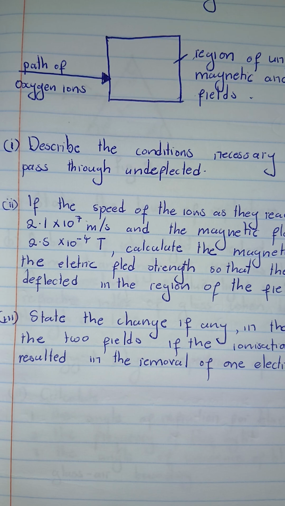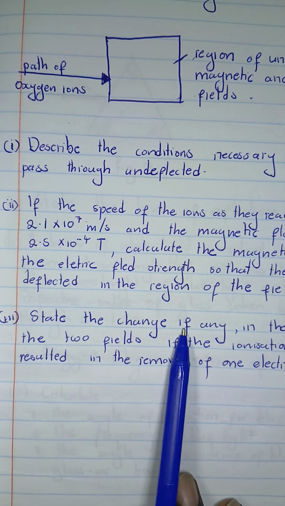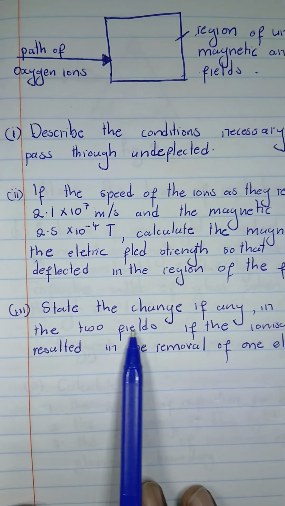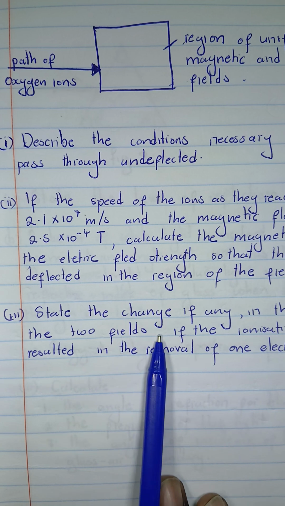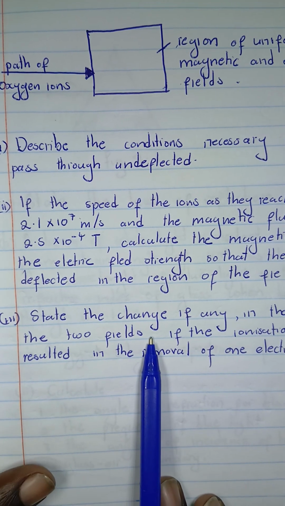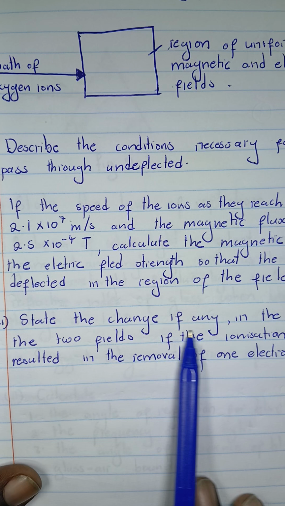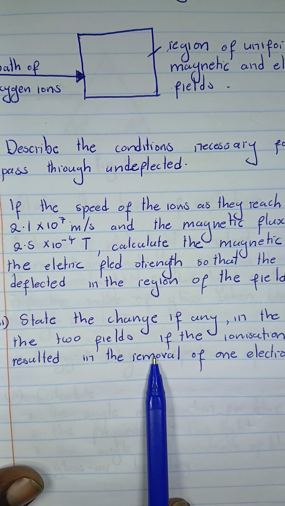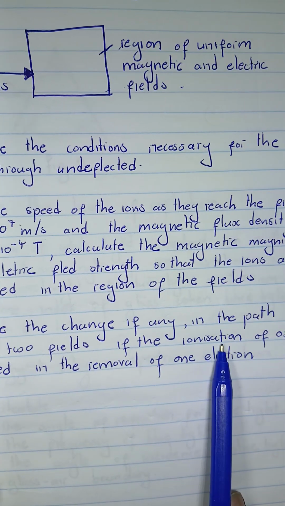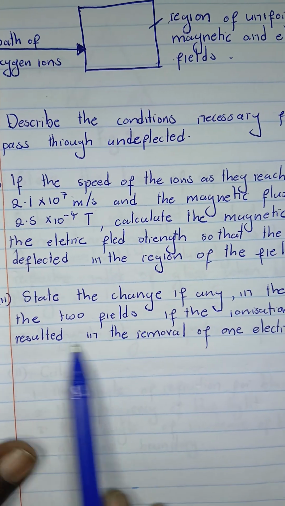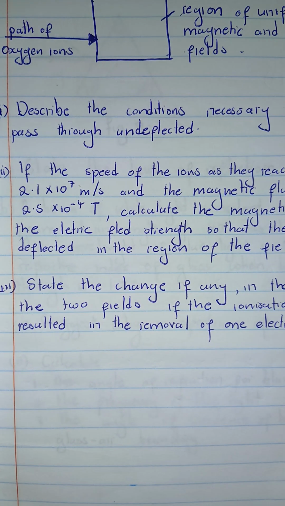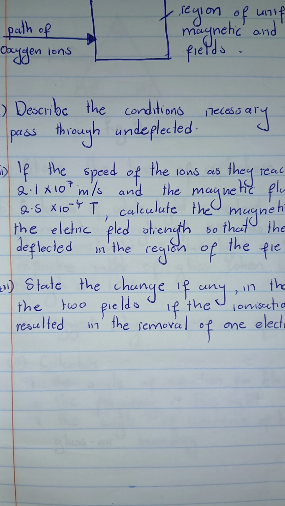Let's solve the next one. State the change, if any, in the path of the ions in the two fields if the ionization of oxygen resulted in the removal of an electron. So when the oxygen was ionized, an electron was removed. So they want to know if the path of the oxygen ion will change.